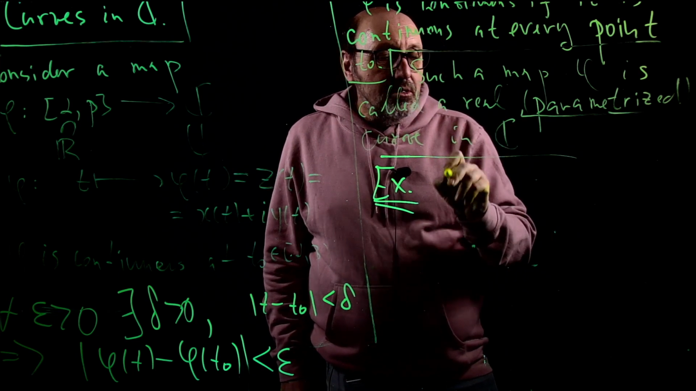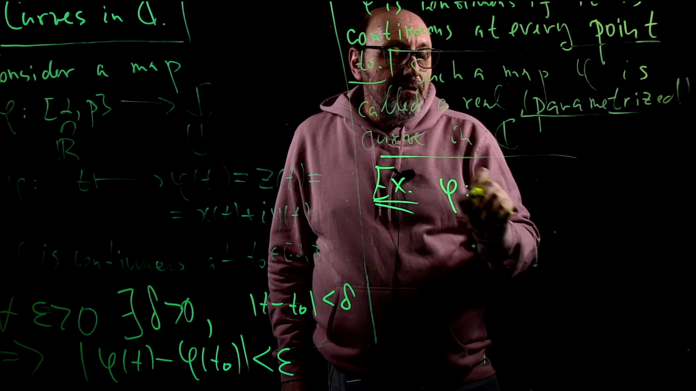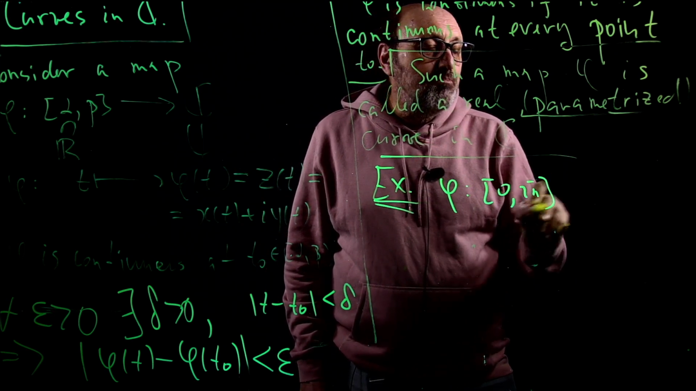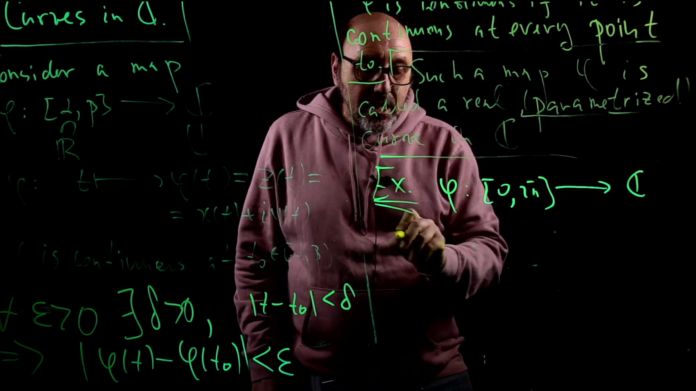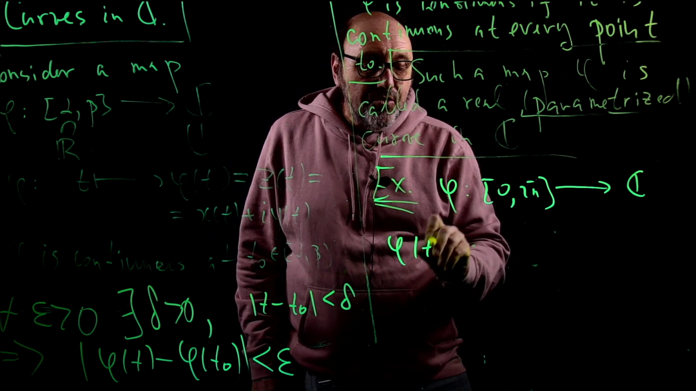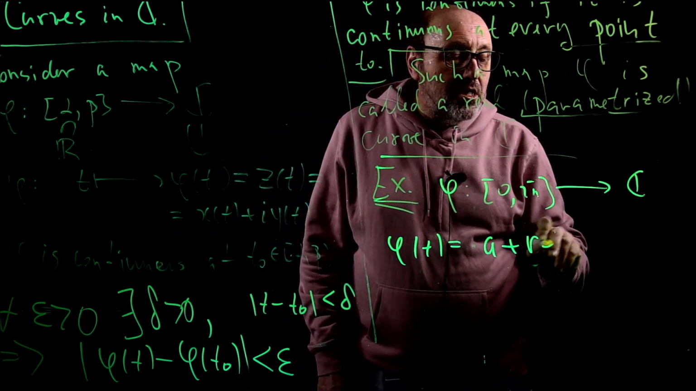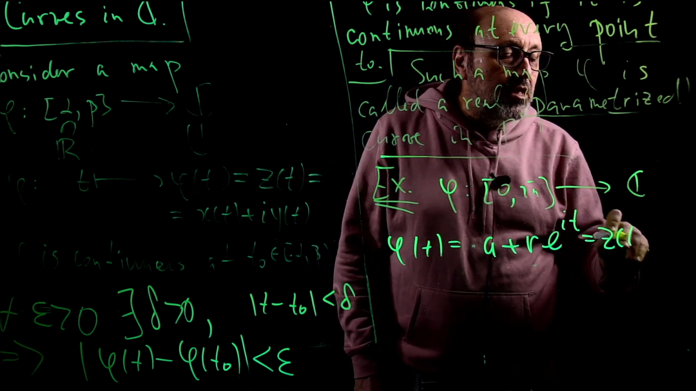So the circle, if we consider the map phi from the interval [0, 2pi] to C, and you set phi of t equal to a plus r exponential i t. So this is your z of t, right?